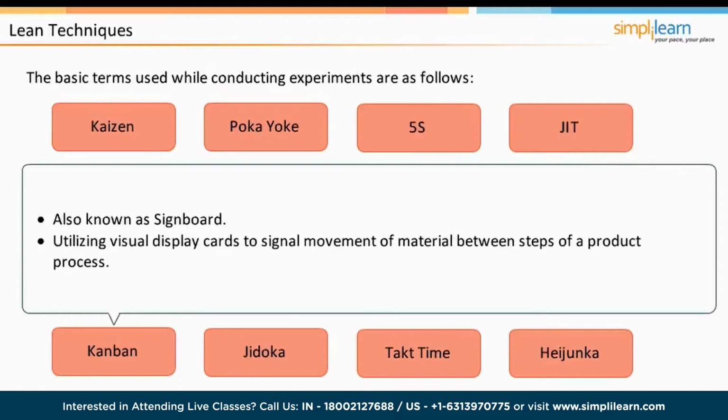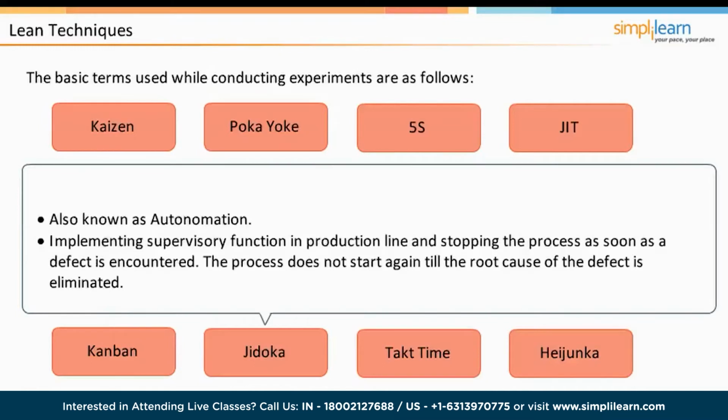The 5th technique is known as Kanban, which means signboard in Japanese. Kanban utilizes visual display cards to signal movement of material between the steps of a product process. This is one of the examples of visual control in lean.